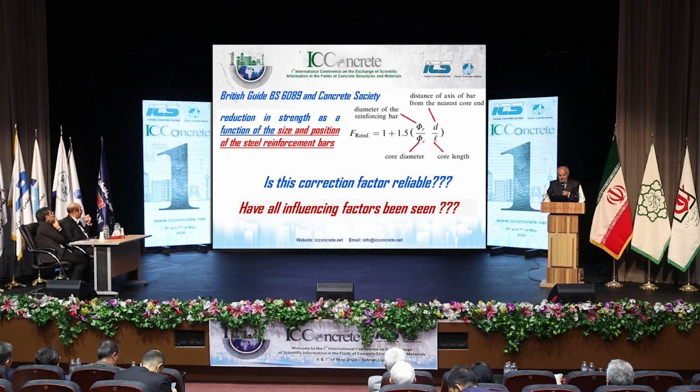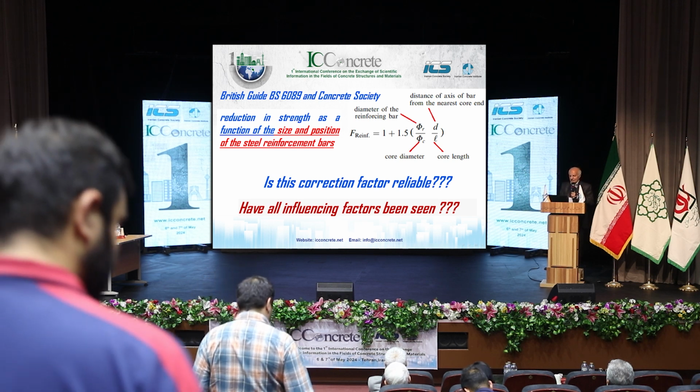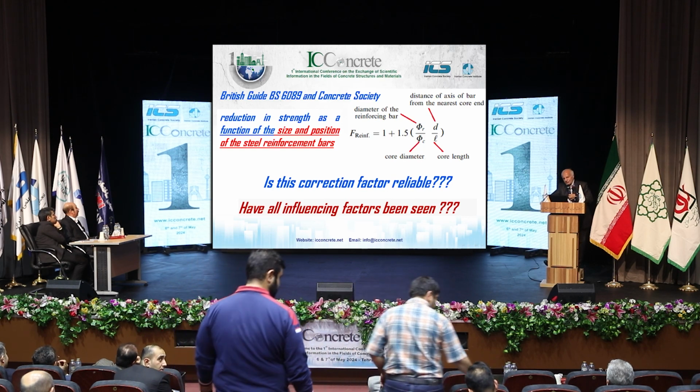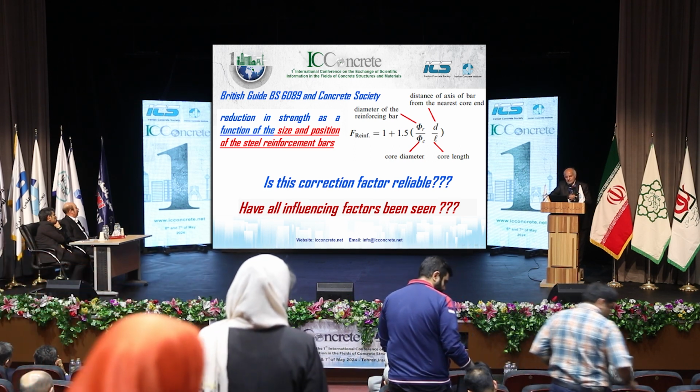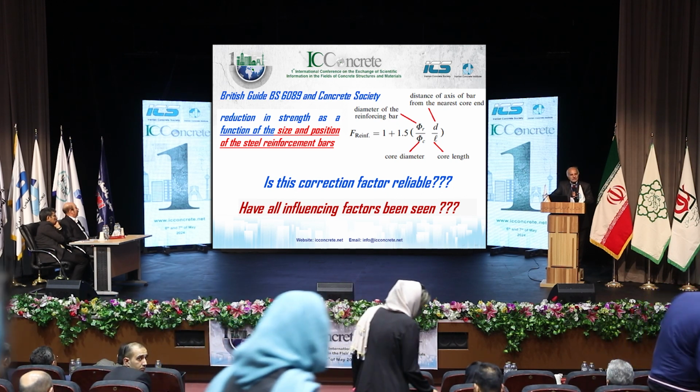Now let's look at the equation which has been given by the British Concrete Society. In this equation, as you can see, the size of the bar and the distance of the axis of the bar from the nearest core end have been considered. Now the question is, is this correction factor reliable? Have all influencing factors been considered?